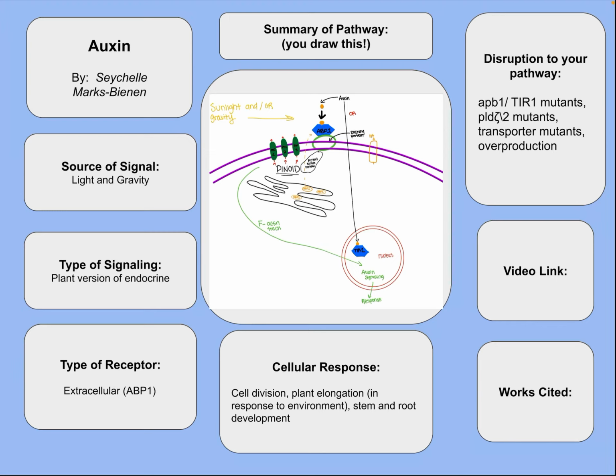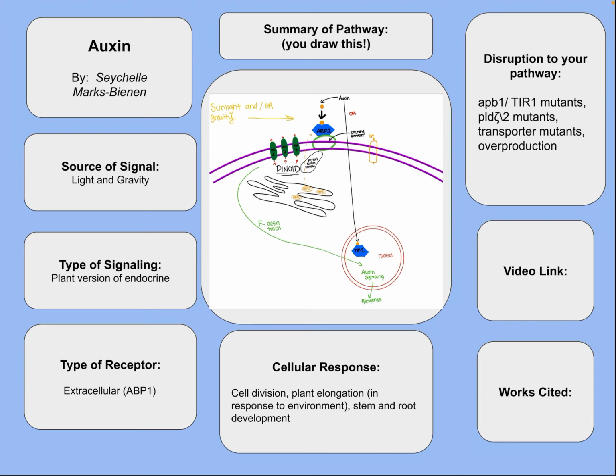There are two main types of receptors. One is intracellular, called TIR1, and the other one is extracellular, called ABP1, which stands for auxin binding protein 1. Even though ABP1 is located primarily in the endoplasmic reticulum, the only place that it can act as a receptor is in the plasma membrane. So that's the one that I focused on.